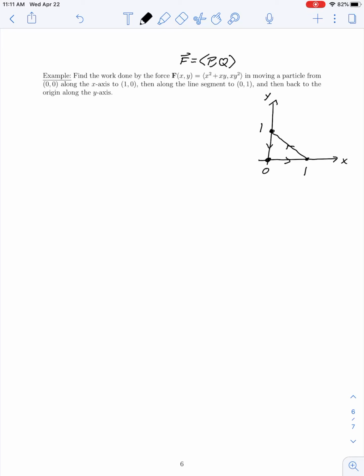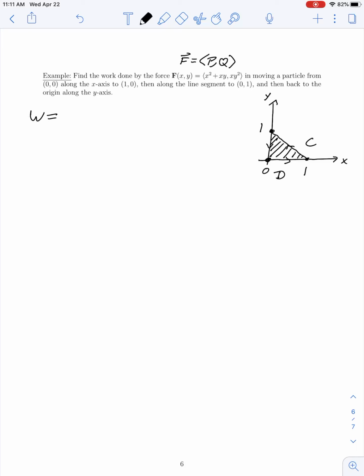And then back to the origin along the y-axis. So we've got the following curve C, which is a closed curve, and it bounds some triangular region, which we'll call D. So we want the work done by this force field in moving a particle along this indicated triangle.